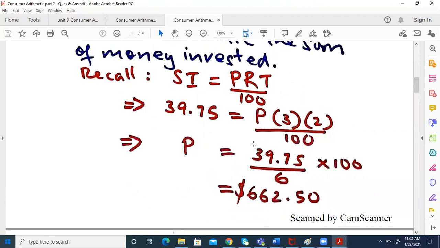And then you solve for P, right? So here you just divide both sides by 6 over 100. And before you know it, you get P. P is 662.50.